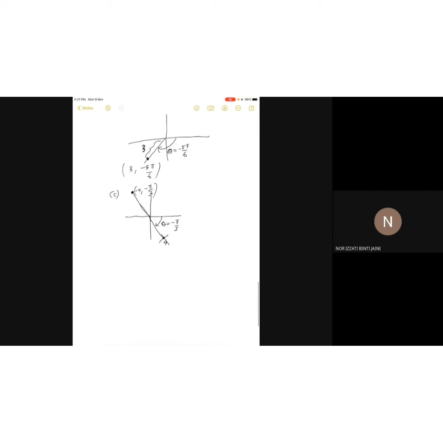Okay. And then lastly D, which is 6, 0. Okay. So kosong tu kat sini kan. Theta equals to 0 here. So 6 katalah kat sini. So dapatlah. This is 6, 0.